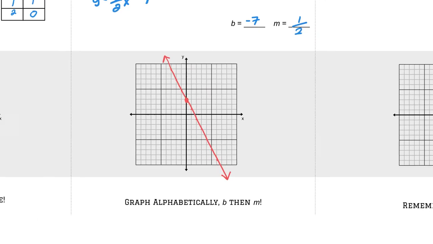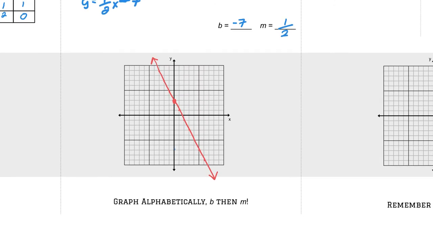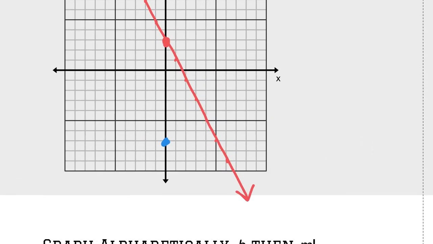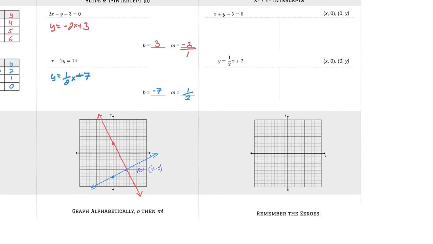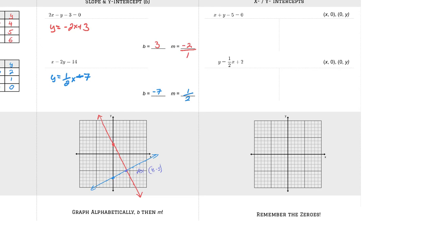My second line, b is -7. Slope is +1/2. So a series of guide coordinates, backwards, forwards. Draw my line. And this time, the POI is 4, -5. So that will be the coordinate that you check when you want to make sure that your system of equations has been graphed correctly.